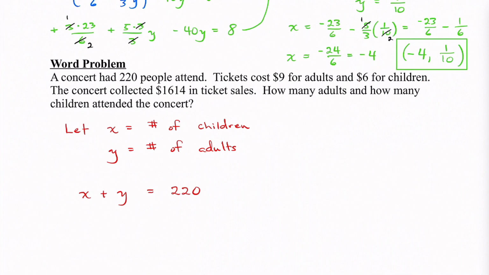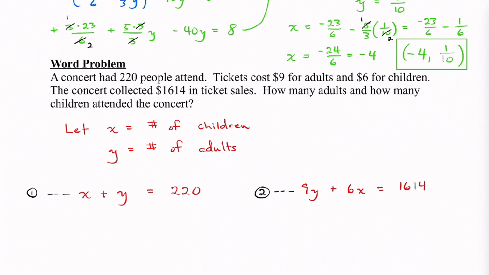I also know that my adults are going to be $9 and my children are going to be $6. So if I had like 3 adults come, that's going to be $9 each. So 3 times 9, I would make 27 bucks. So it's going to be $9 times however many adults come. So that is y. I don't know how many there are, so I've got to use y. Plus, I'm also going to make money from the children, and they were $6 for every one that came. So times by however many came for the children, which was x. And when I add up all of that money, that has to add up to $1,614.